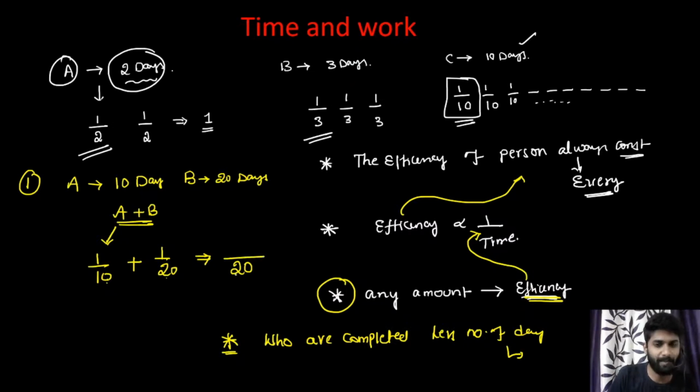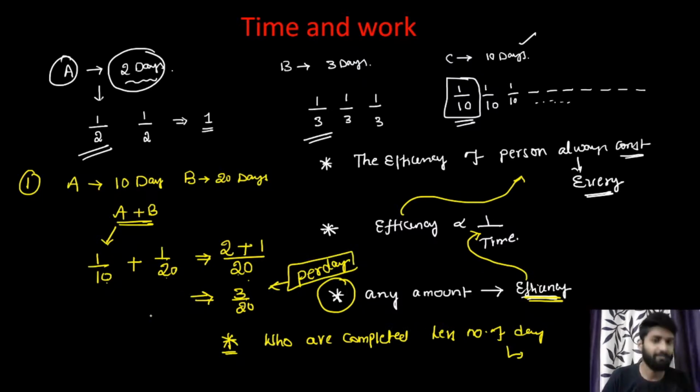Next see, 10 becomes 20, so A is performing 2 units. Clear? 20 becomes 20, so B is performing 1 unit. Means per day they completed 3 by 20th of work. But here my question, we need to complete the whole work, how many days does it take? Whole work we need to complete means reverse the fraction. Reverse the fraction means 20 by 3.